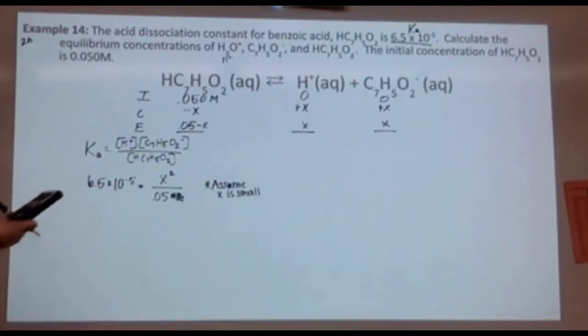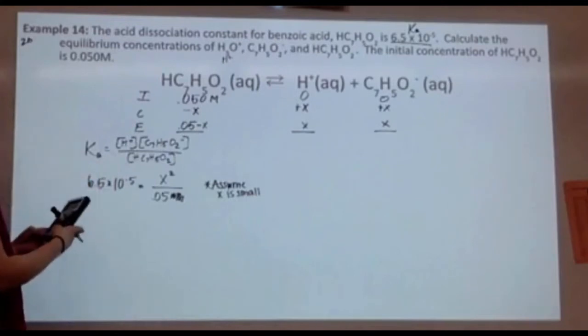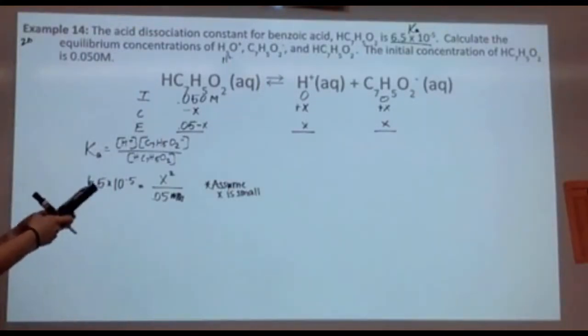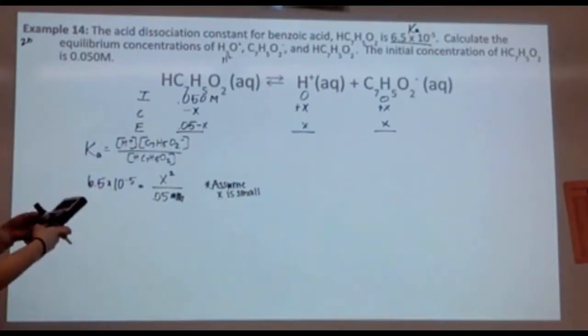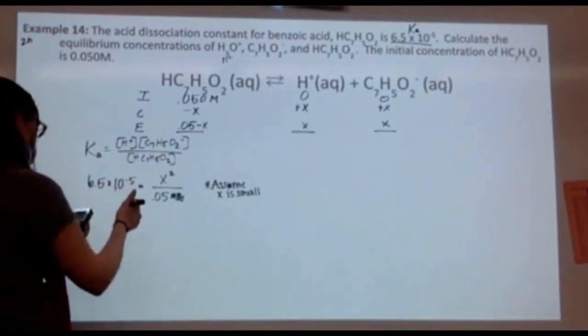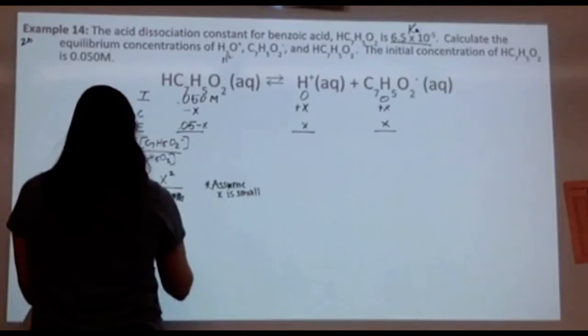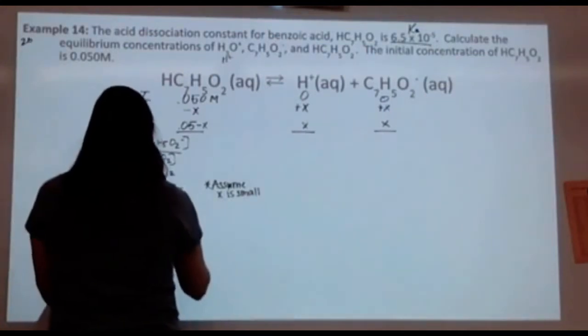So right now we can just solve for x. 6.5 e negative 5 times 0.05. I'm going to take the square root. X is 0.0018.